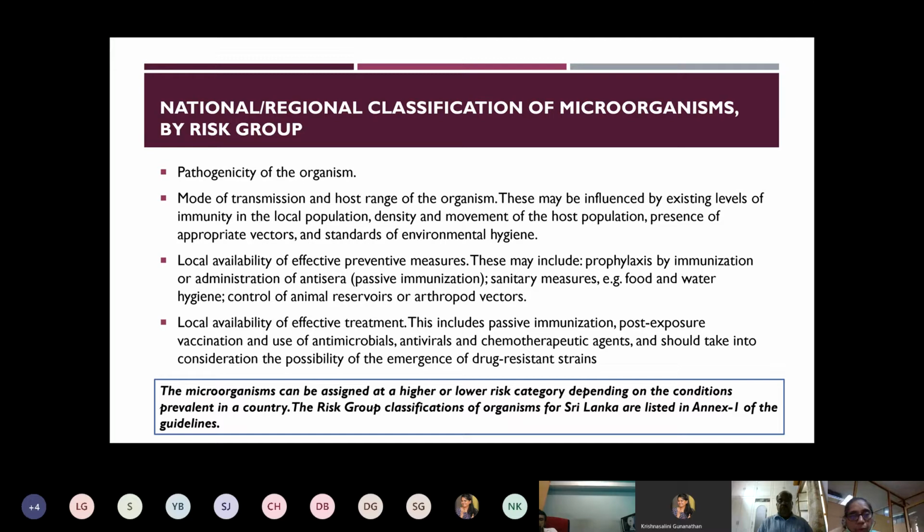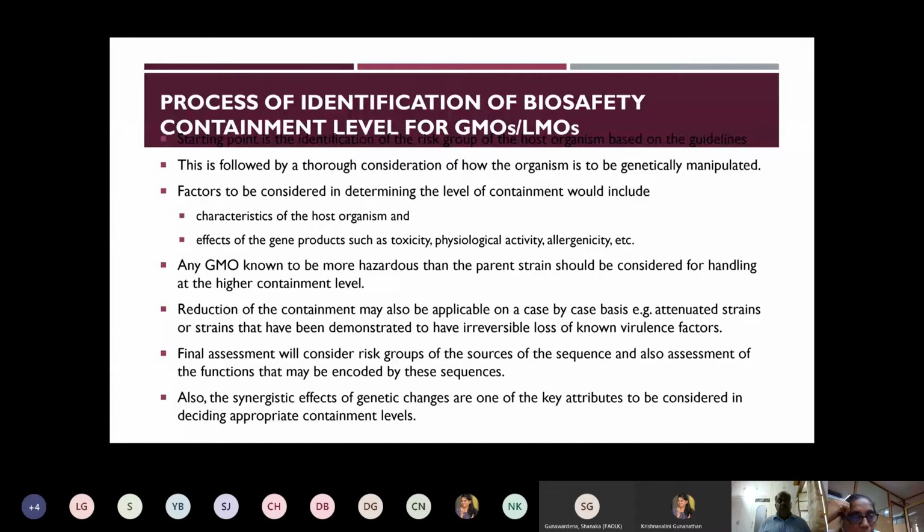So now coming to this, we said this was the microorganisms, but what we are going to talk about today is the genetically modified organisms or the living modified organisms. So how do we go forward and identify? First of all, there is the organism which I'm going to study and genetically manipulate. So I should know the level of containment for that particular organism.